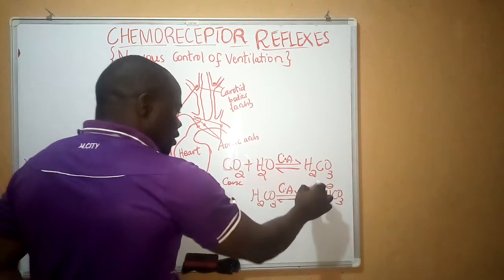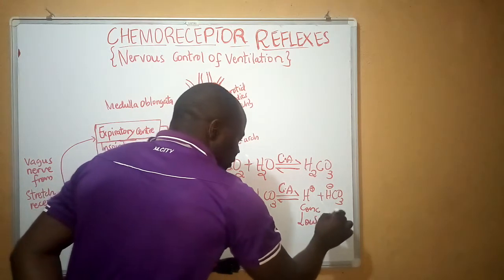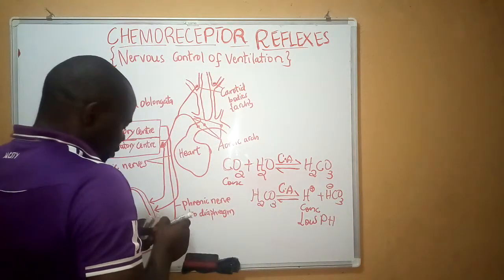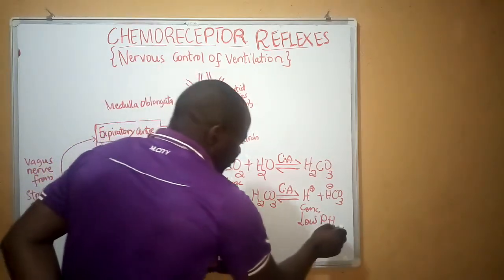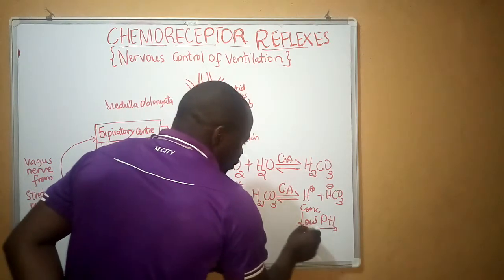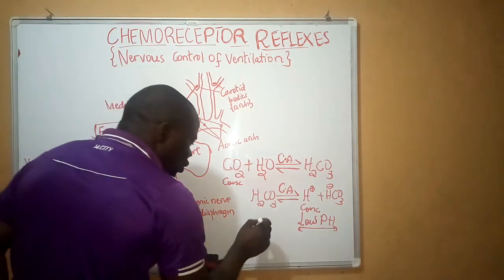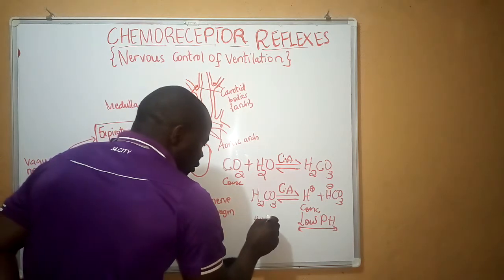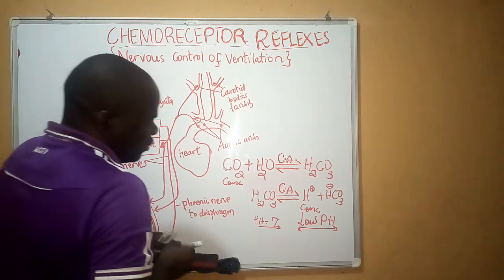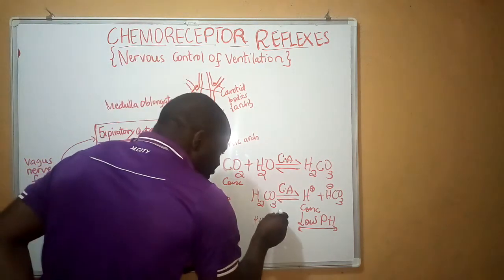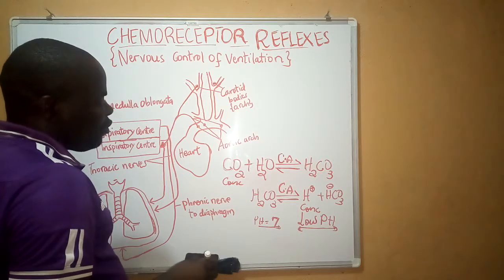A high concentration of hydrogen ions within the body results in low pH. As usual, most of our enzymes within our body work best at a neutral pH, a pH of 7. At a pH of 7 is where most of our enzymes support most of the physiological processes within our body.